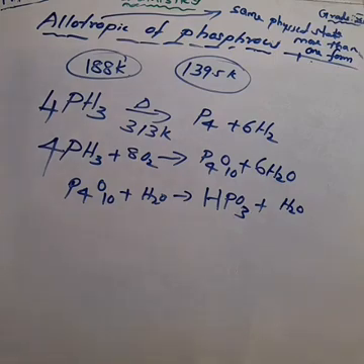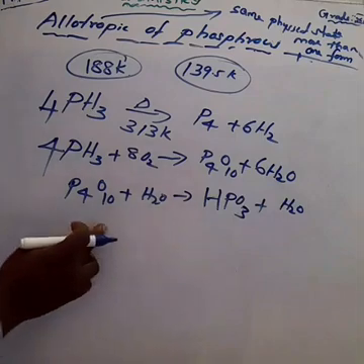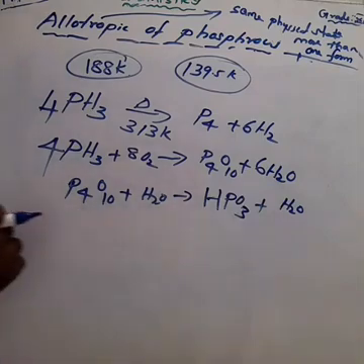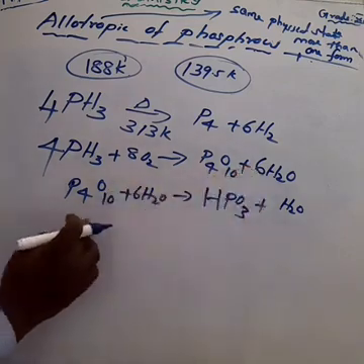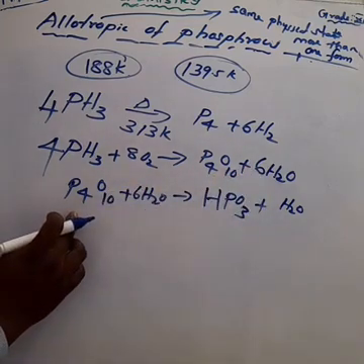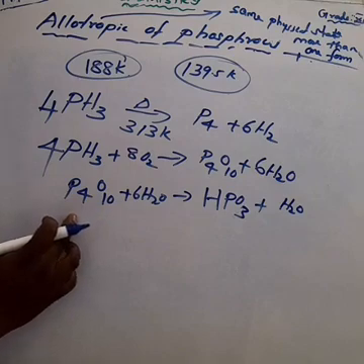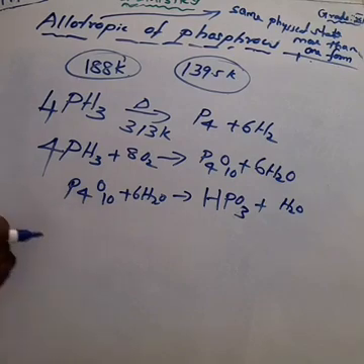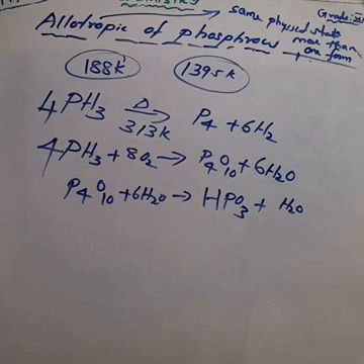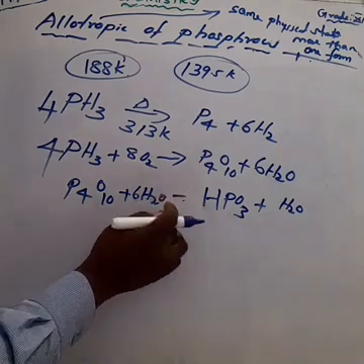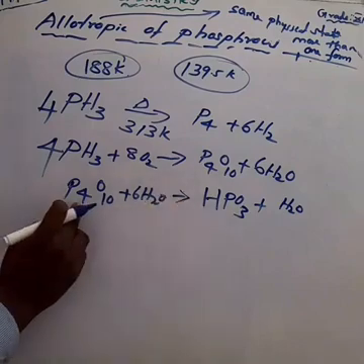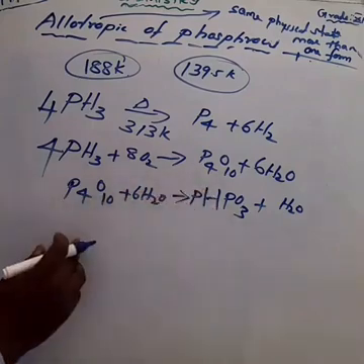Second equation, the same product we are taking. What are the products here? P4O10 and also 6 water molecules. Am I right? So right here, P4O10 plus the same 6 water molecules we get. What is the product? Metaphosphoric acid, meta, that is HPO3. Metaphosphoric acid, H3PO3. So how much phosphorus is there? 4. So make it 4 here.